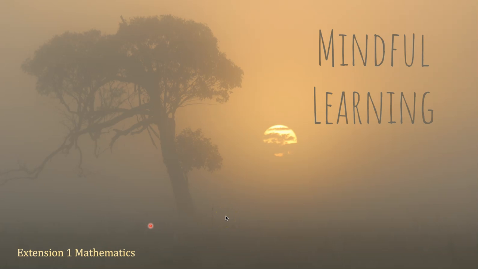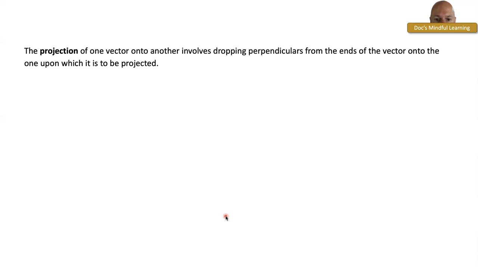Hello mathematicians, we're now going to look at vector projections. And in vector projections, what we're concerned with is how much of one vector points in the direction of another one. So the projection of one vector onto another, in terms of geometrical appearance, involves dropping perpendiculars from the ends of one vector onto the one upon which it's to be projected.